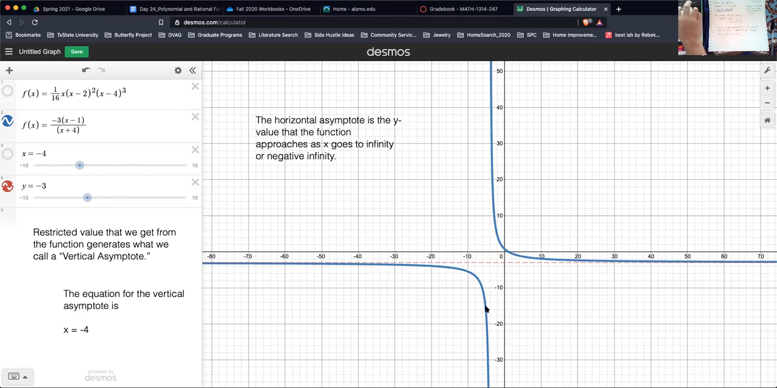And so what I mean by that is that if we were to follow the blue graph in the negative infinity direction, to the left, it looks like the graph is getting closer and closer to the y value, which is represented here at negative 3. And if we trace the graph all the way in the positive infinity direction, so all the way to the right, the y value looks like it's getting closer and closer to negative 3 as well.